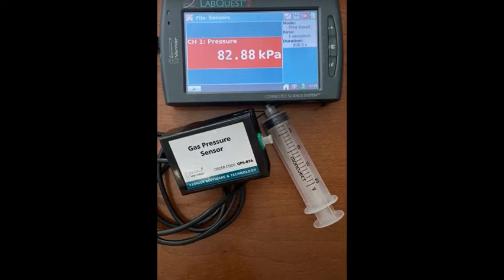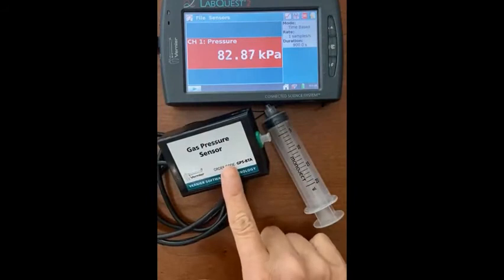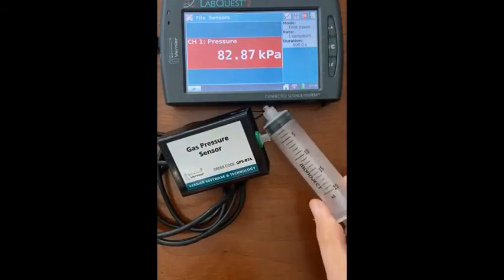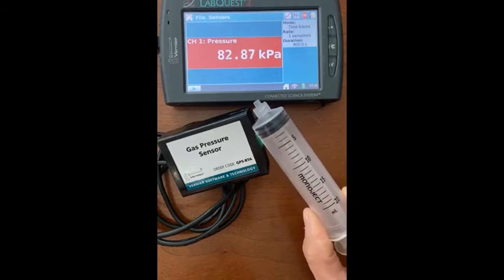All right, let's get our data set. You can see that we have a Vernier mini computer. It is attached to a gas pressure sensor. And then we have a syringe over here that's got some graduations on it so we can measure the volume.